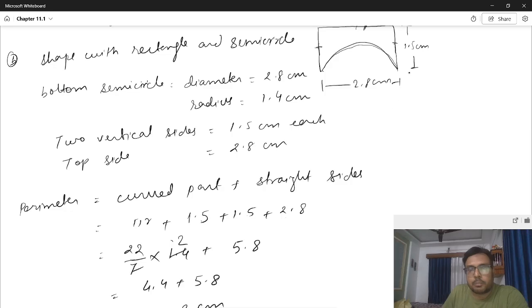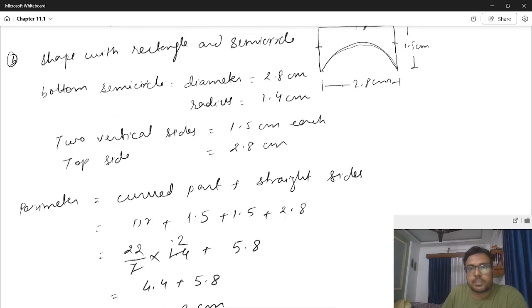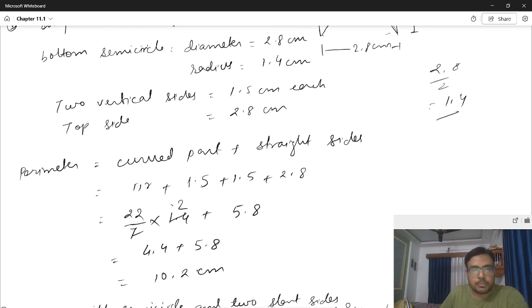Again, the whole circle's perimeter is 2 pi r. This is half, so it will be pi r. Pi is 22 by 7, r is again 1.4, because this is 2.8, the diameter. If you divide it by 2, 2.8 divided by 2 will be 1.4. So the radius is 1.4. 1.5 plus 1.5 plus 2.8 is 5.8. So it's 4.4 plus 5.8, 10.2. So the ant has to travel a distance of 10.2 centimeter for the second figure.